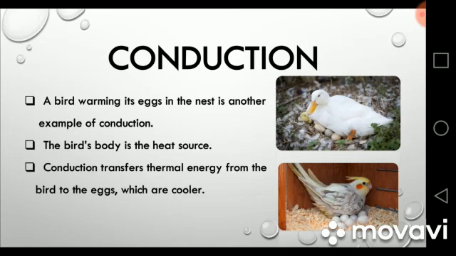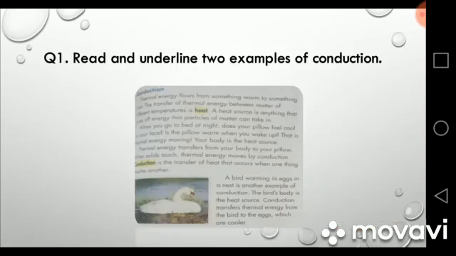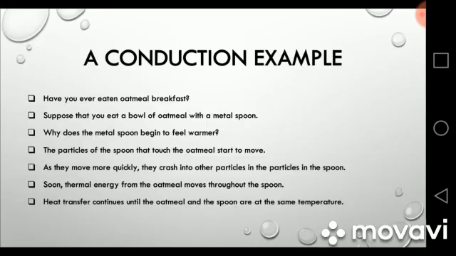You can see in these pictures, the bird is warming the eggs in its nest. It is also an example of conduction. The heat source is the body of the bird, and the heat from the body is going to the eggs. Question number 1. There is a paragraph given in your textbook about conduction. You have to read this paragraph and underline the two examples of conduction.